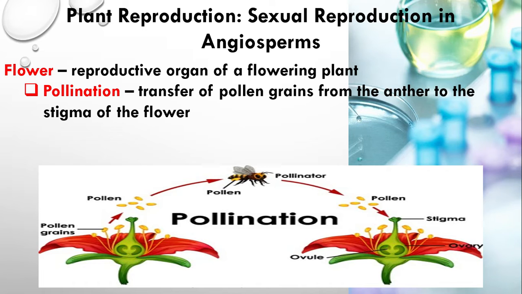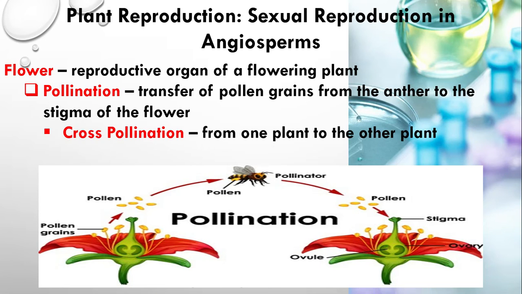So, pollination is the transfer of pollen grains from the anther to the stigma of the flower or to the other flower. Okay? So we also have this term cross-pollination which happens between duha ka plants, no? Ang pag-pollinate sa duha ka plants, no? Meaning duha ka different plant nag-cross-pollinate sila.